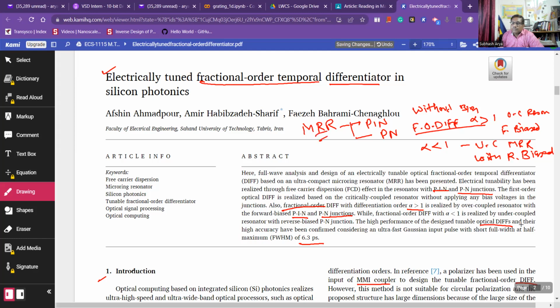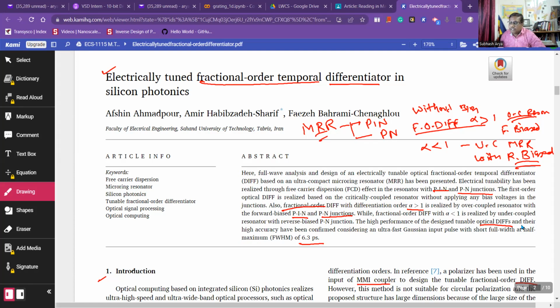So here MRR made of PN and PIN. In one case without bias, and fractional order differentiator having alpha greater than 1 is an overcoupled resonator, and alpha less than 1 is an undercoupled micro ring resonator and the circuit is working in the reverse bias. However, whenever alpha is greater than 1, circuit is working in the forward bias overcoupled region. So this is all about our abstract.